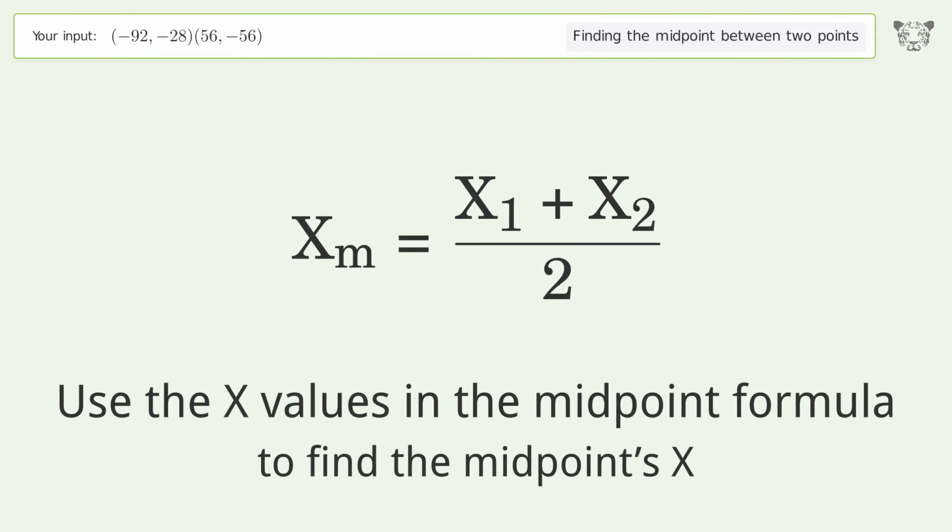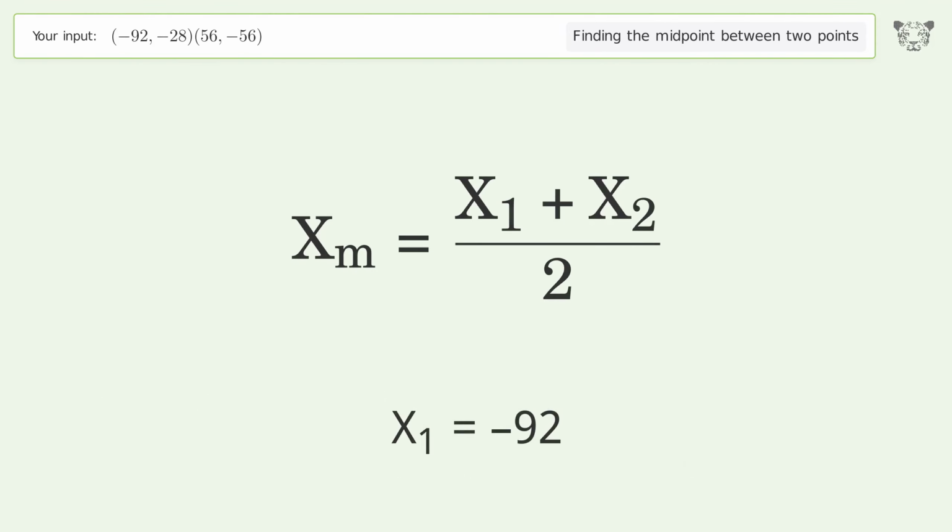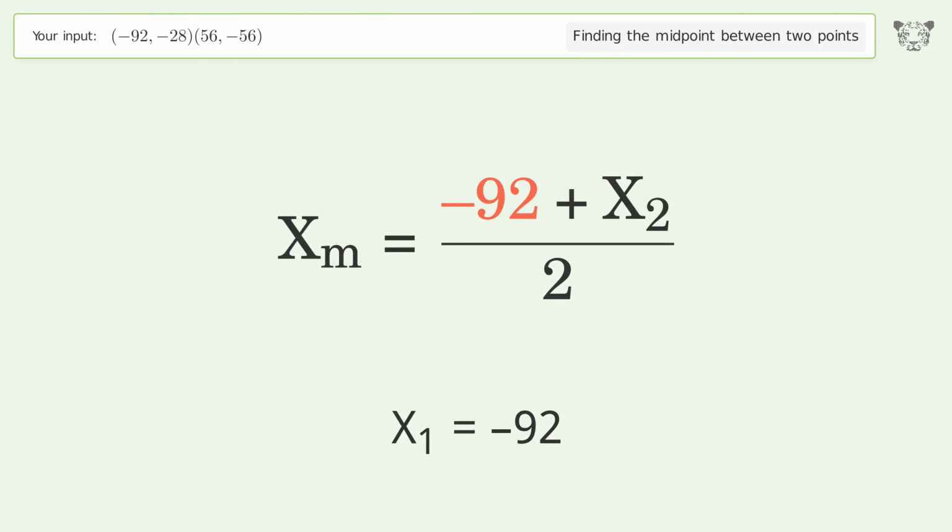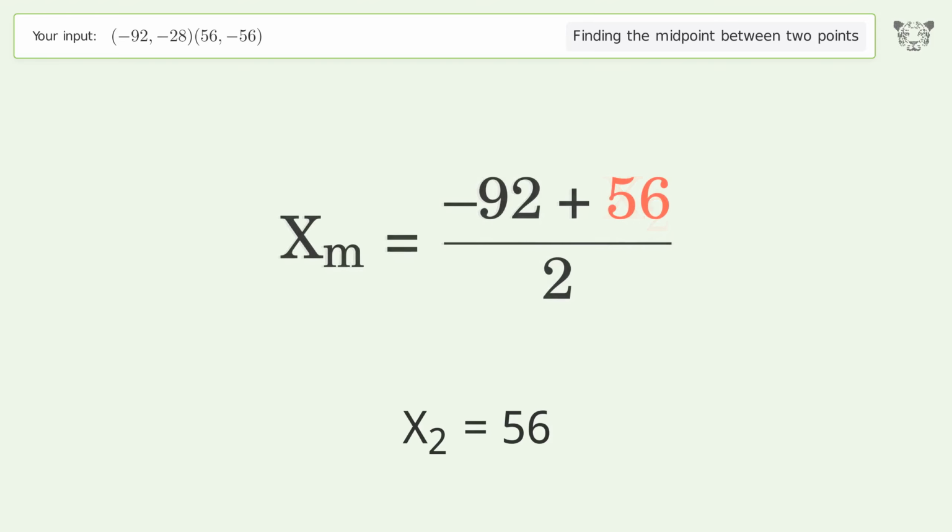Use the x values in the midpoint formula to find the midpoint's x. x1 equals -92. x2 equals 56. Simplify the arithmetic.